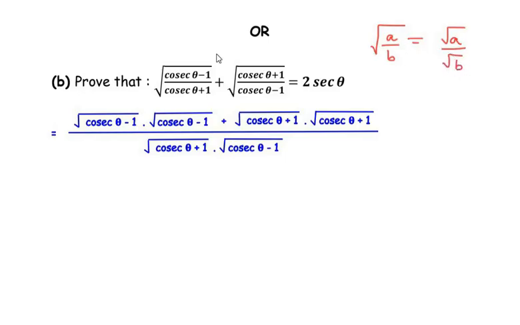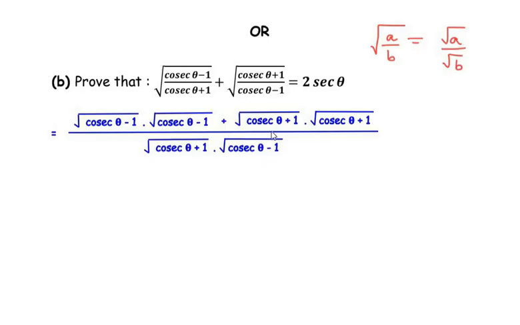So applying this rule over here, we have multiplied this numerator, that is square root of cosec theta minus 1, with this denominator, that is square root of cosec theta minus 1. Plus, now again applying the cross multiplication, we have multiplied square root of cosec theta plus 1 with square root of cosec theta plus 1 over, now we have multiplied the denominators, that is square root of cosec theta plus 1 times square root of cosec theta minus 1.